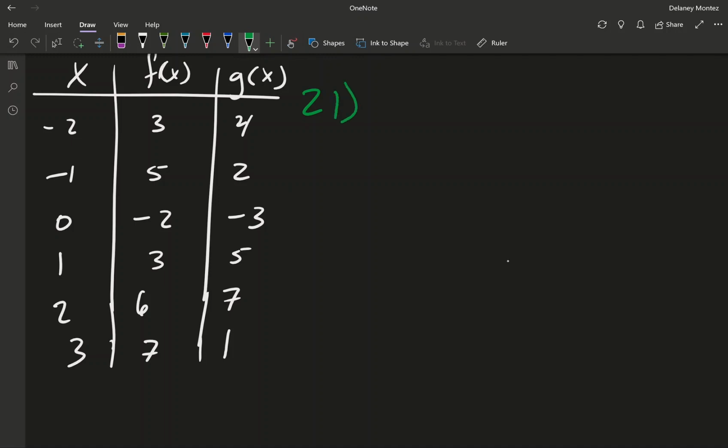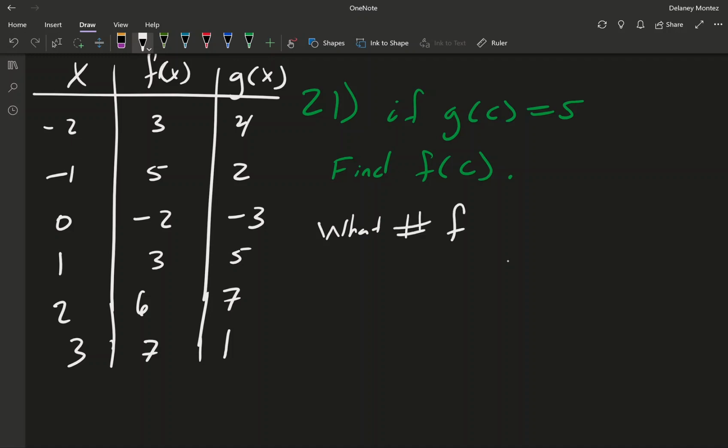Okay, so let's look at 21. 21 says if g of c equals 5, find f of c. So if g of c equals 5, find f of c. What we're really looking for is what number for c gives 5 when you plug it into g, right?